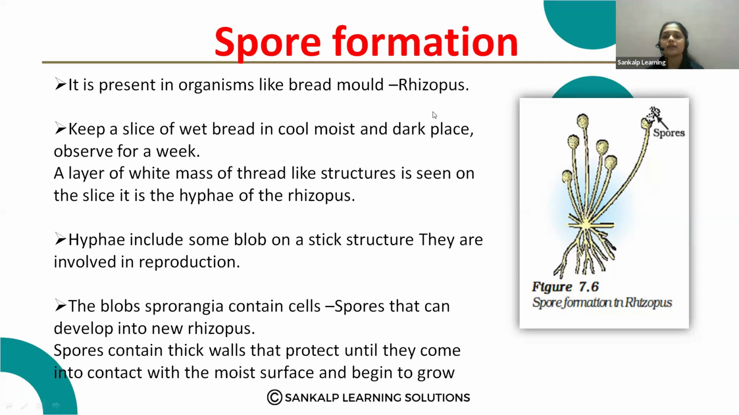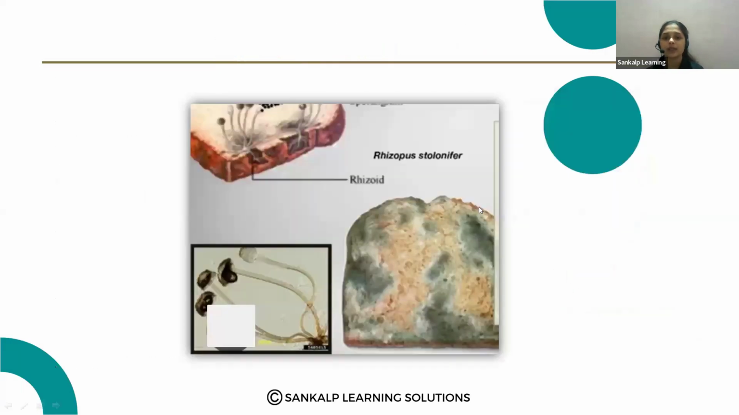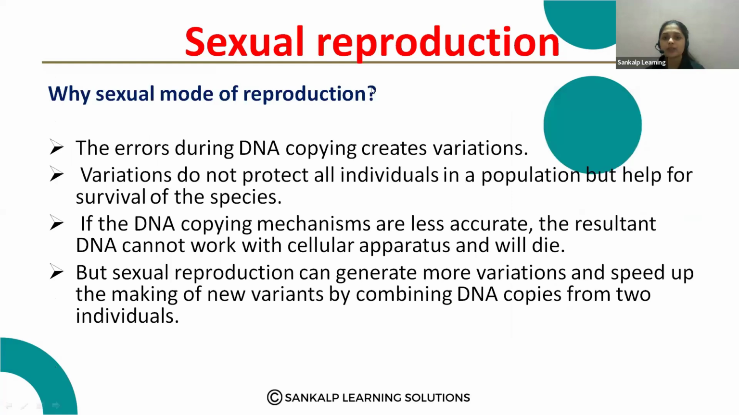Okay, so that is about the asexual reproduction. Next, we should know about the sexual reproduction. So, what is sexual reproduction? In sexual reproduction, there is the involvement of two parents. Two parents are involved and they are able to produce the new organism.